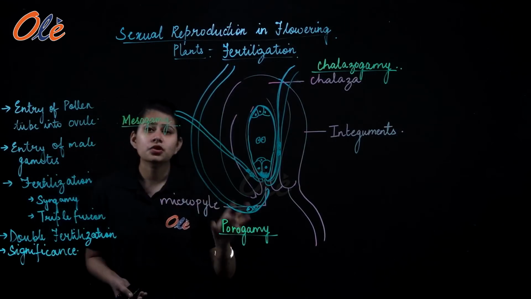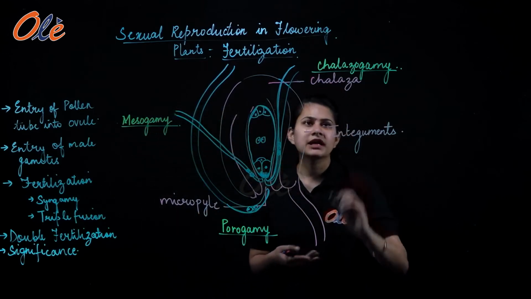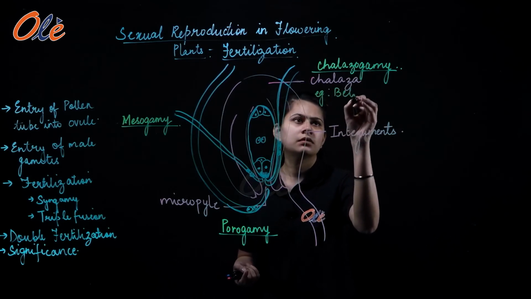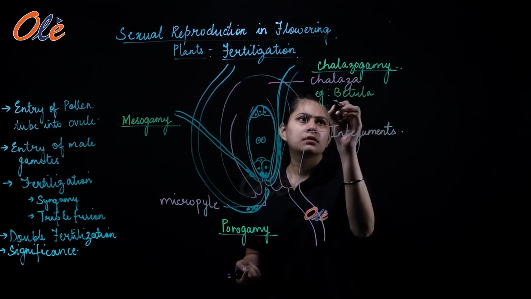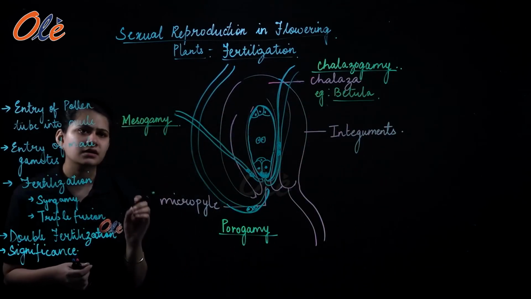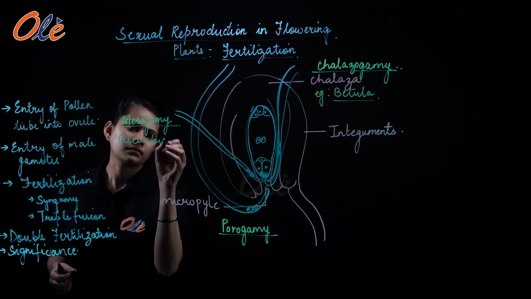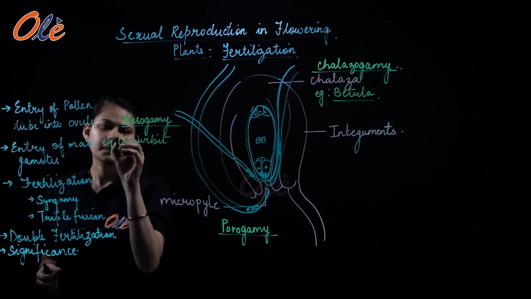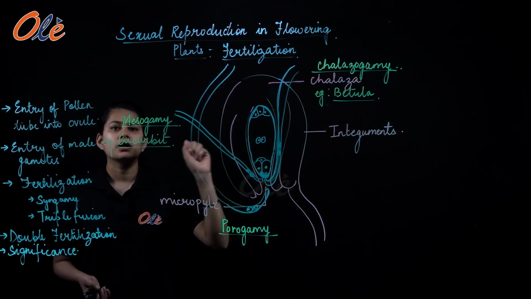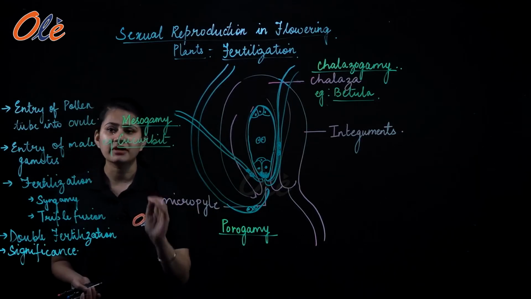Alright, so the most common kind is the porogamy. Chalazogamy can occur in certain plants, an example is in betula. Right? Whereas the integuments one also occurs less often. It occurs rarely and it is seen in cucurbits. Alright, so these are the three kinds when we talk about the entry of pollen tube into the ovule. I hope you have understood this.